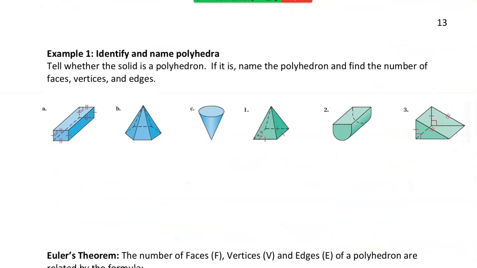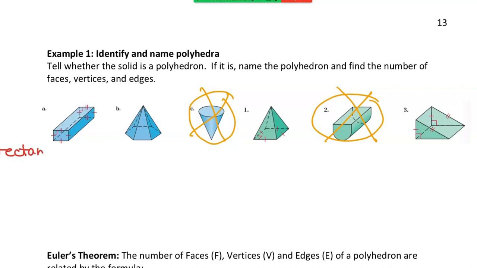So here is an example of how to identify if you have a polyhedron. Look for all the ones that have a curve. If it has a curve, we're going to eliminate it. Everything else qualifies as a polyhedron. So how will we name these? Well, we have some prisms and we have some pyramids. So right here, the very first one, that's going to be a rectangular prism.